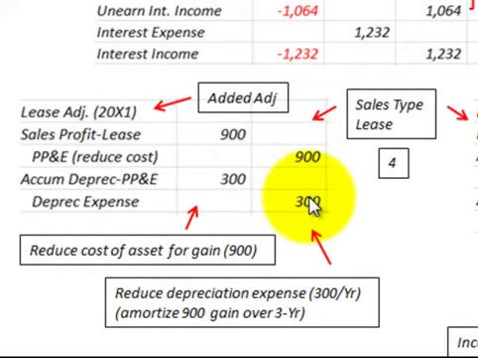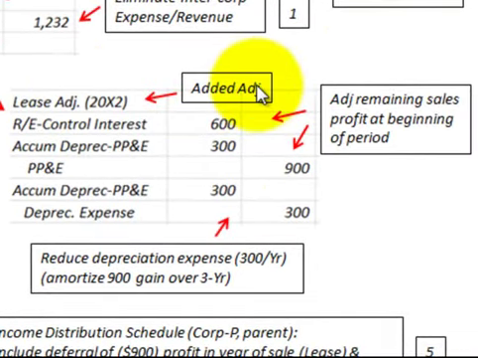Okay, now let's look at our adjustments that we'd have to make here for 20X2, or the second year here of the lease for the sales type lease. So what we have to do is adjust the remaining sales profit at the beginning of the period. So first thing we have to do is look at this retained earnings account here for the controlling interest, or that's the parent's retained earnings account here. So we debit that here for $600, and then we go to our accumulated depreciation for property, plant, and equipment.